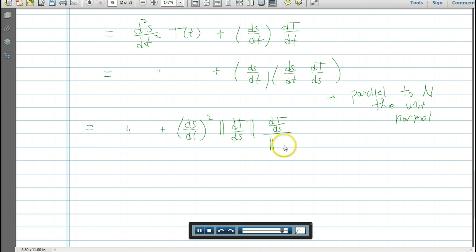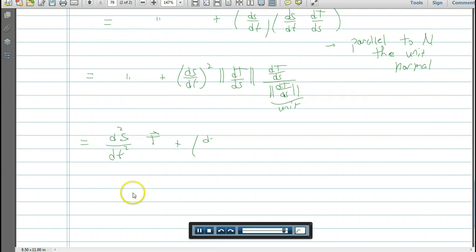Okay. Now this vector here is a unit vector, and we've seen from our classes before that that vector is parallel to the normal. So it must, in fact, be the unit normal vector. All right, so rewriting this all, we've got the acceleration, what we started with, is equal to the second derivative of the arc length function with respect to t times the unit tangent vector plus a scalar multiple of the unit normal vector. And it's the square of the speed times the curvature.